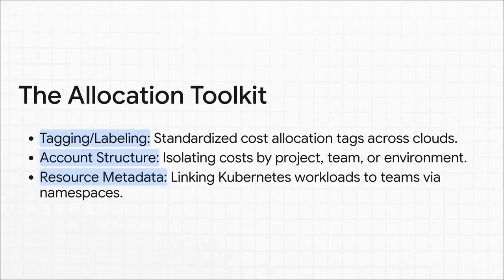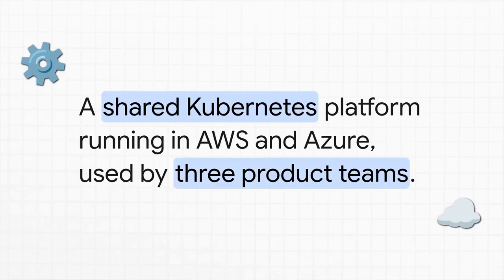So, what's in your toolkit? There are really 3 key things. First, you've got tagging, or if you're in the Google Cloud or Kubernetes world, you call it labeling. This is your absolute foundation. Second, you need a really smart account structure, one that lets you isolate costs by project or team. And third, and this is huge for Kubernetes, is using resource metadata. We're talking about things like namespaces to link a specific workload directly back to the team that owns it. No more guessing.